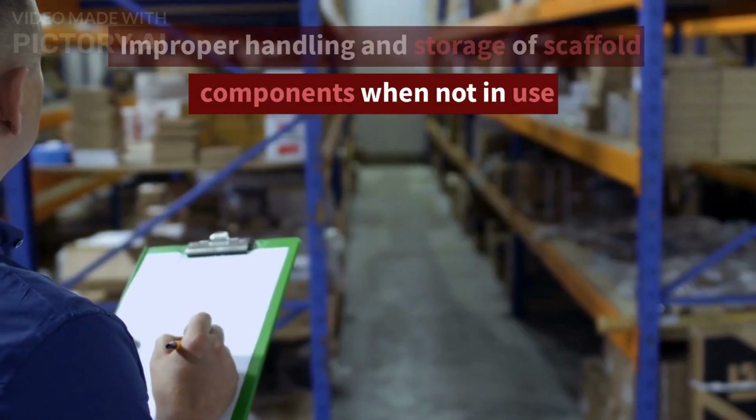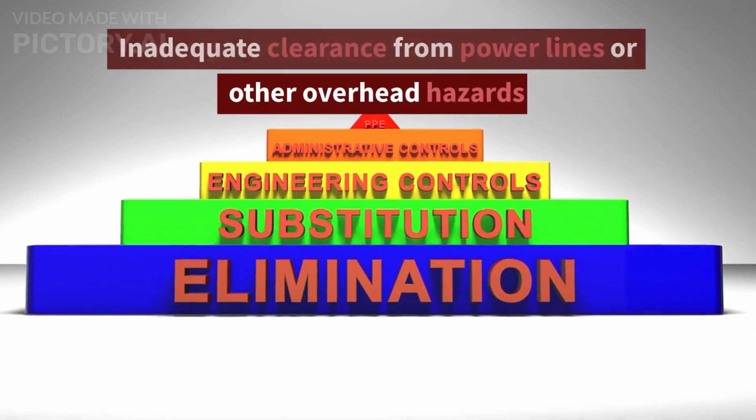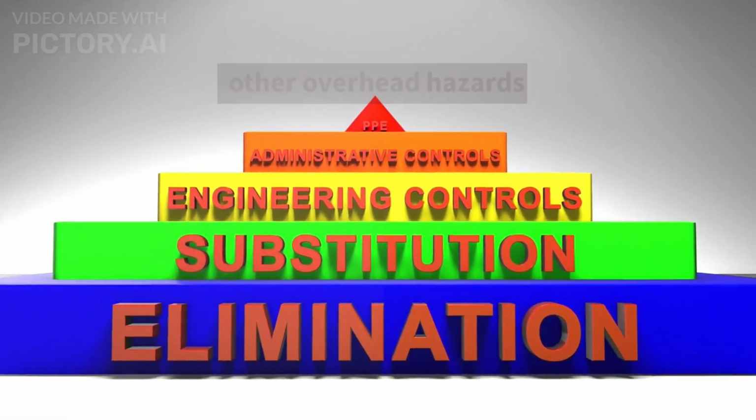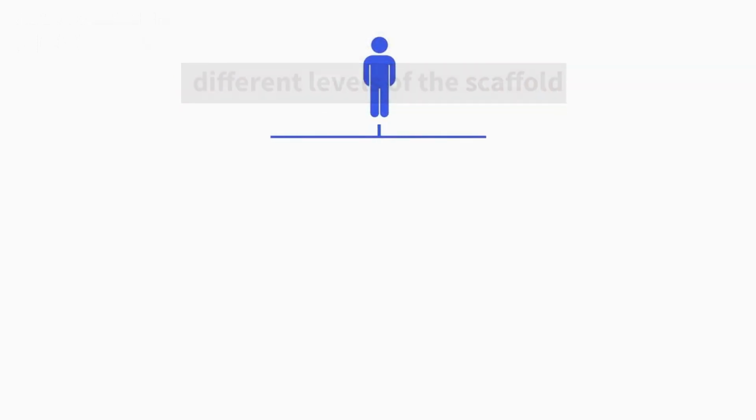Improper handling and storage of scaffold components when not in use. Inadequate clearance from power lines or other overhead hazards. Lack of communication between workers on different levels of the scaffold.